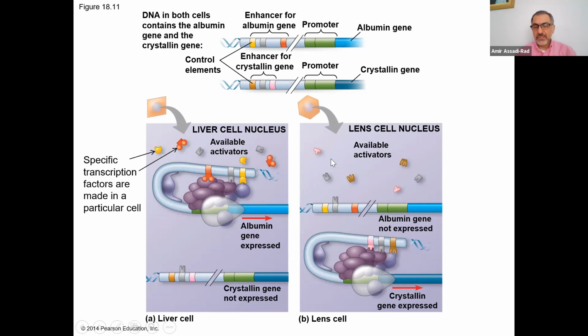The crystalline is another protein molecule which is from your eye cells. So what happens, the available activators are different from the liver cells' activators. As a result of that, a different portion of the DNA is going to be transcribed and eventually translated. So crystalline is going to be. I hope I made some sense.